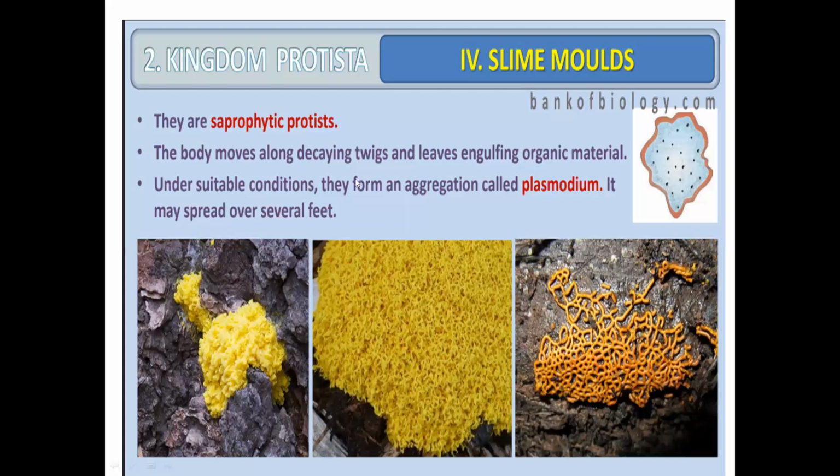Under suitable condition, they form an aggregate called plasmodium. Under suitable condition, they will get grouped together. They will form an aggregation. Aggregation means a cluster. So they aggregate to form plasmodium. It may spread over several feet. So you can write the third point about plasmodium, that is enough. It can cover over several feet.